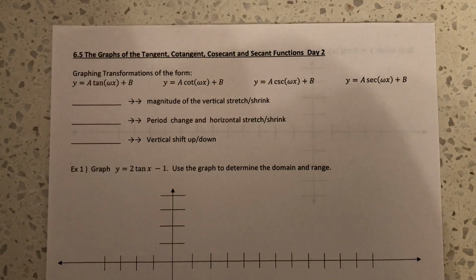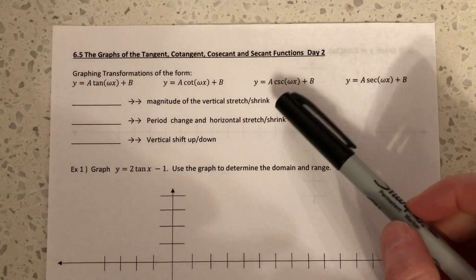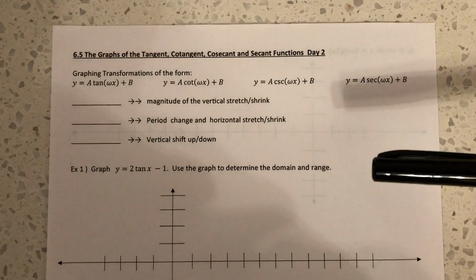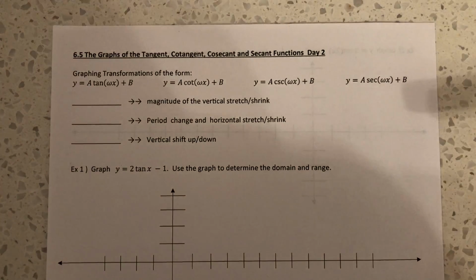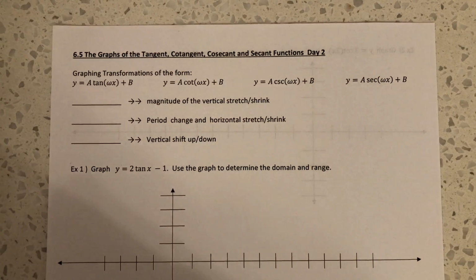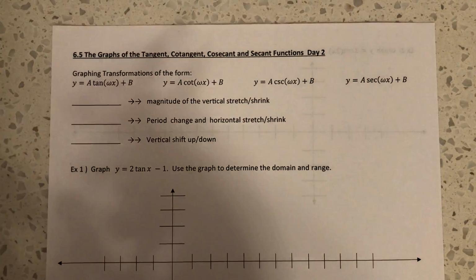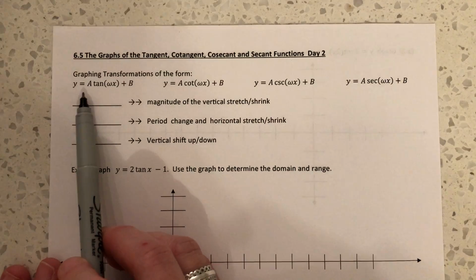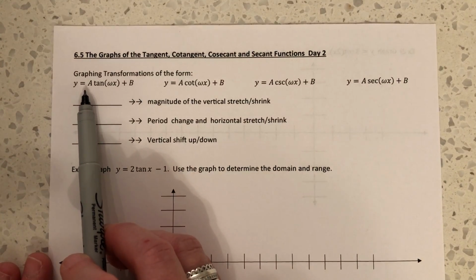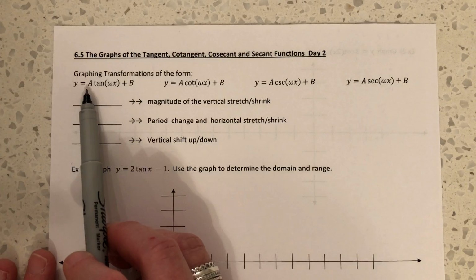So yesterday's notes in day 1, you had to see the graphs of tangent, cotangent, cosecant, and secant. So today's notes are going to be about transforming those 4 graphs, all right? So the equations that they're going to look like now are going to be of this form. So you're going to have an A on the outside now, which is obviously on the outside, so you're multiplying your y's. That's going to cause a vertical stretch or shrink.